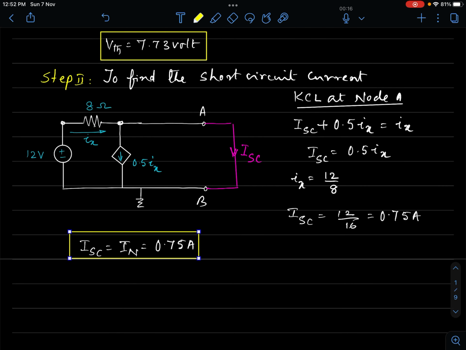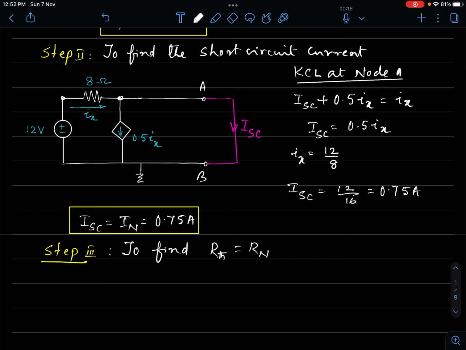Okay. So now, having done this much, we will find out the third step. What is the third step? Step number 3 is now to find RTH, the Thevenin's equivalent resistance, which is also the Norton's equivalent resistance. Okay, so we will try to find out this. How do we do it? This RTH, which is equal to RN, is given by simply VOC divided by ISC.